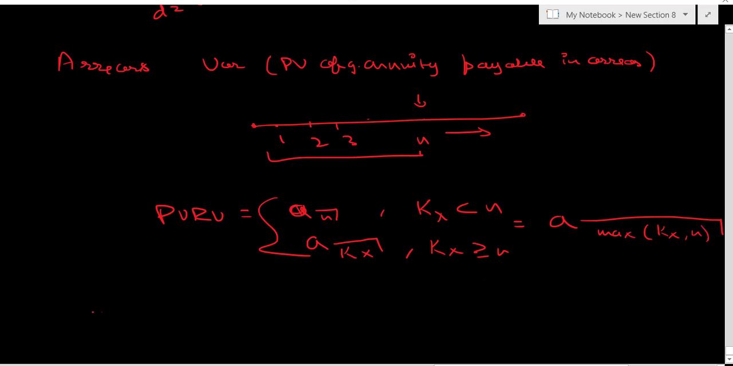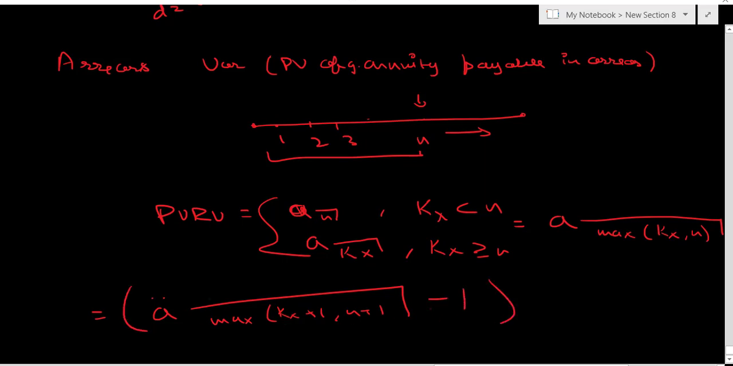Now here comes a bit of an adjustment. I can write this as a due maximum of kx plus 1 comma n plus 1, minus 1. I can actually transform this into this form, and I've already taught you this before, that the only difference between these two payments is the payment at time 1 at time n.